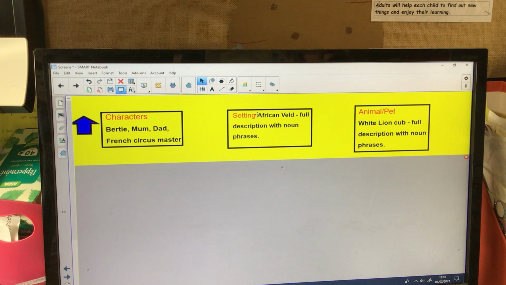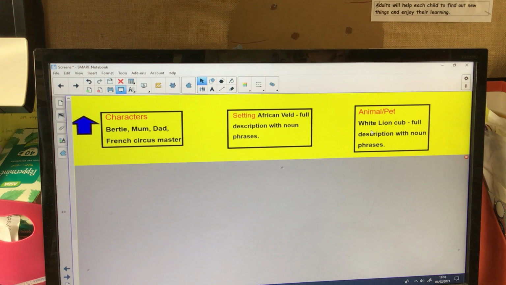Right, the setting. Where is this story set? Well, the majority of the story is set in that African veld, and it has a full description and it has lots of noun phrases, and we did loads of work on that a couple of weeks ago. But the setting of your story is important. You don't have to set it in Africa, you can set it somewhere else. But the description at that point is really important, that setting, to give that reader an idea of where your story is taking place.